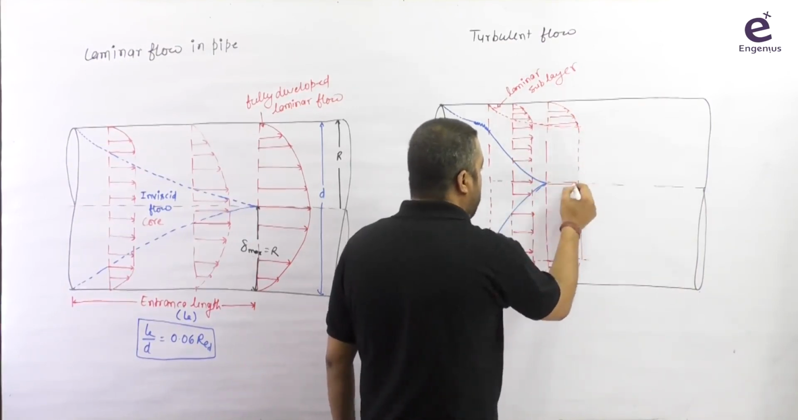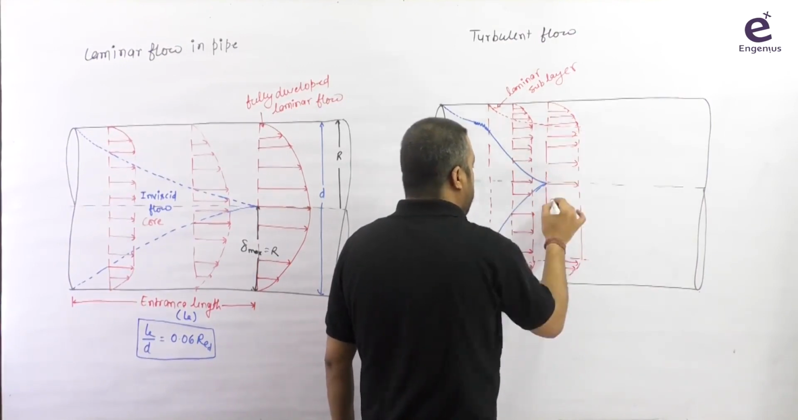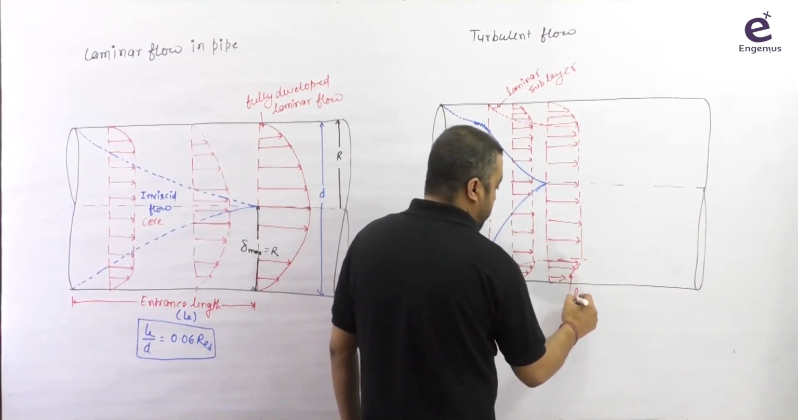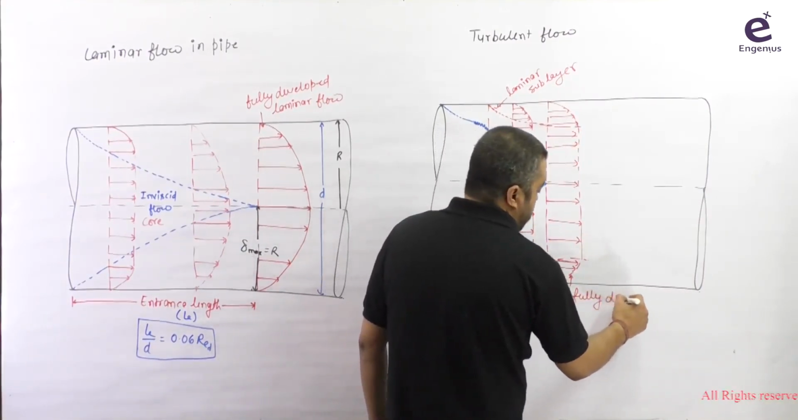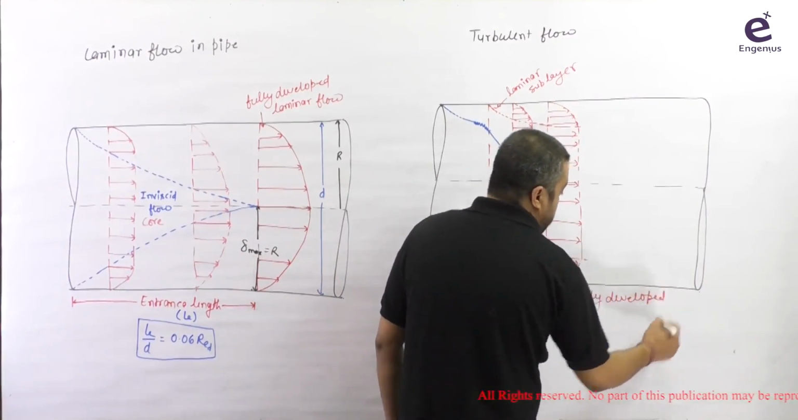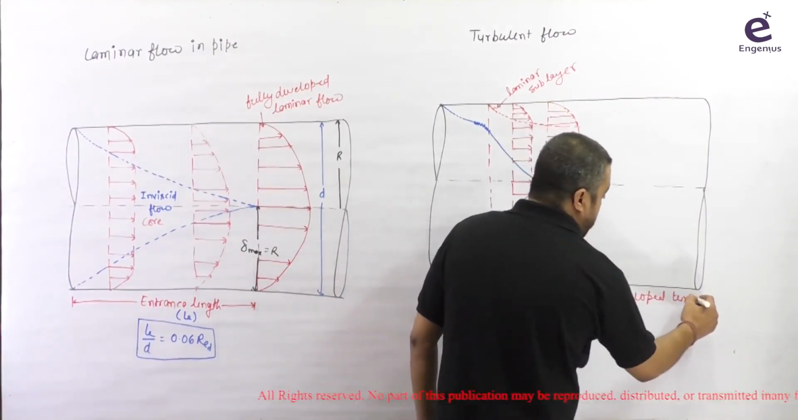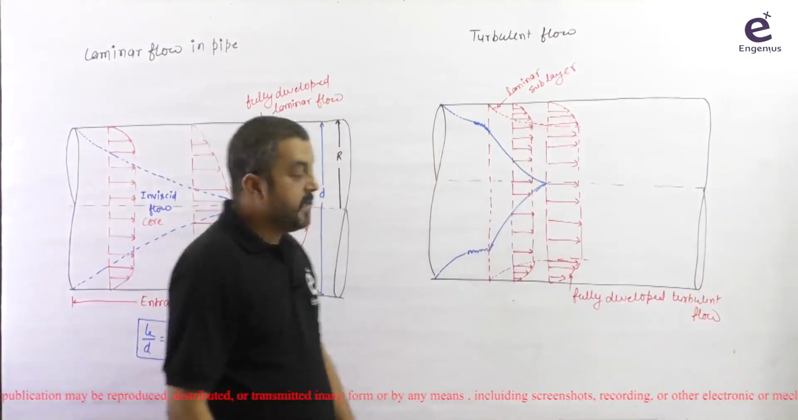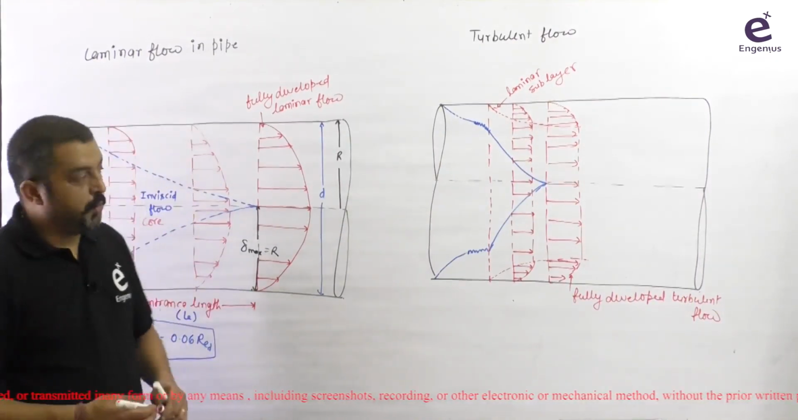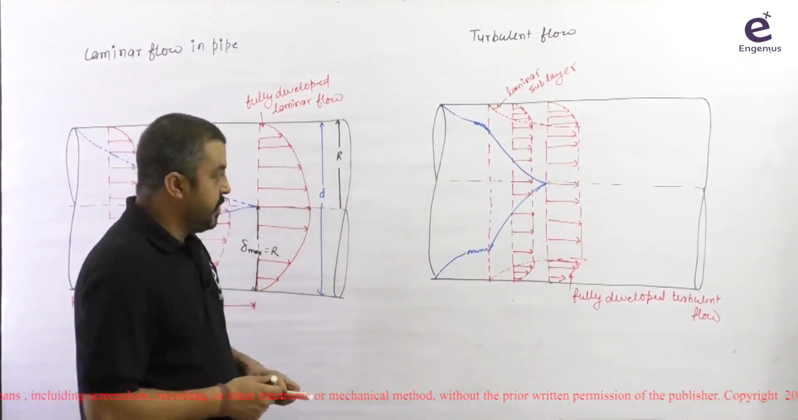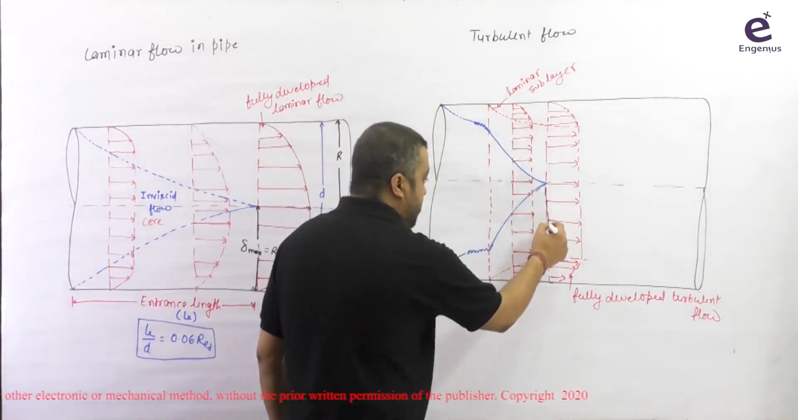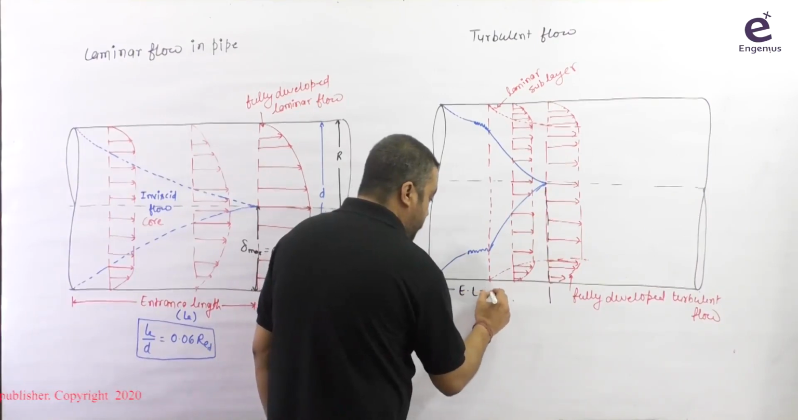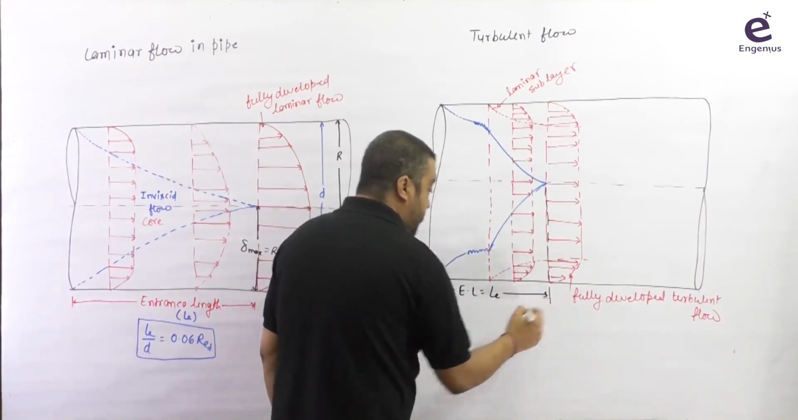So the profile will look like this, and beyond this point the flow is now fully developed, and we will define this as fully developed turbulent flow. Okay, that is our fully developed turbulent flow here. So in this case also, yes, we are having the entrance length here. This is our entrance length that we are defining by LE.